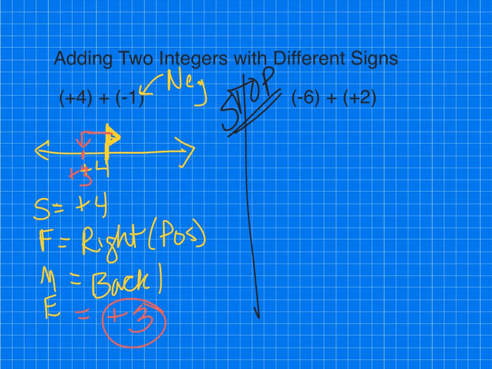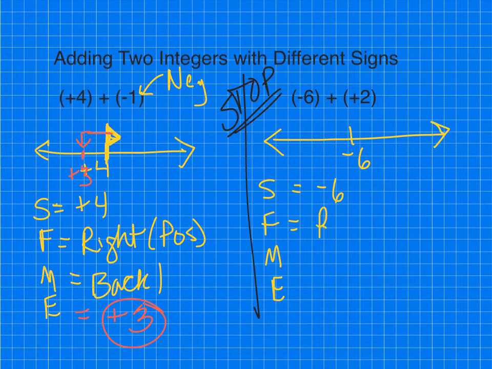Okay, and here we are. First thing, draw our number line. We are going to start, face, move, end. I'm starting at -6 because that's the first integer I run into. I am facing to the right or in the positive direction.